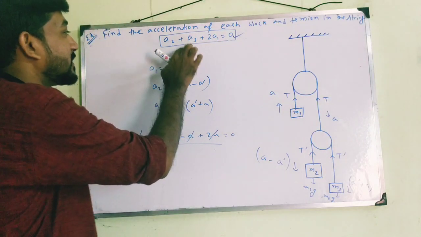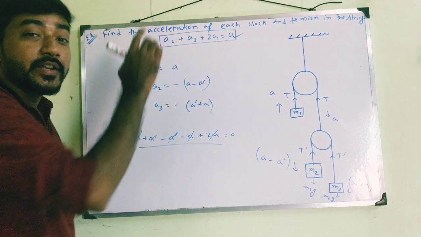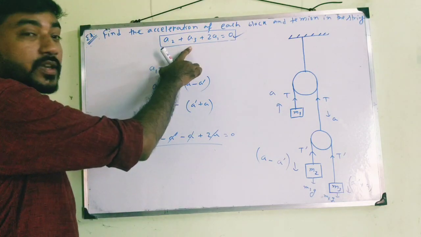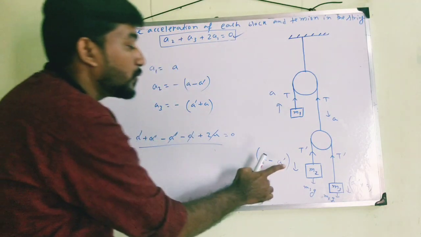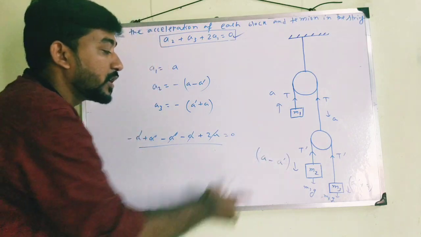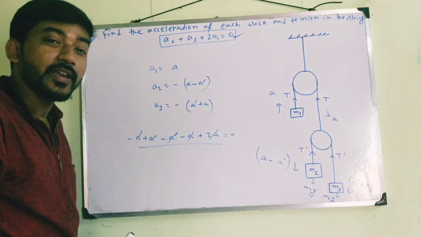So this equation which we can derive from the constraint equation is the same as what we have assumed here, where we have used our prediction. Okay, thank you.